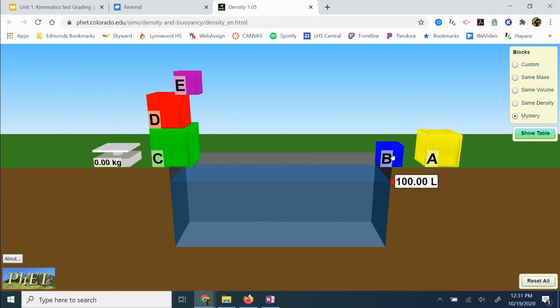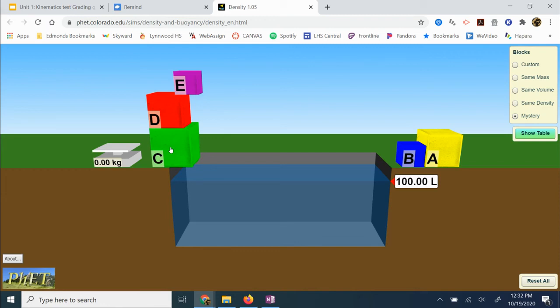Okay, so next we'll do B. So we'll get the mass of B, put it over there. Mass of B is 0.64. Oh, sorry. And then we'll take B, we'll put it in the water. And right, it is now 101 liters. That means it was a 1 liter cube. So the volume of B was 1 liter. Right, you gotta pull it underneath to see the whole amount there. Alrighty.